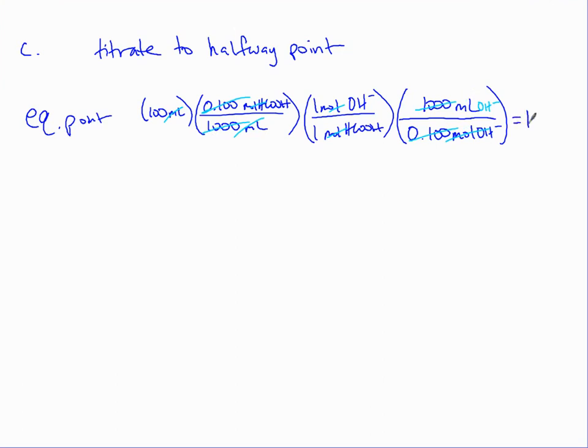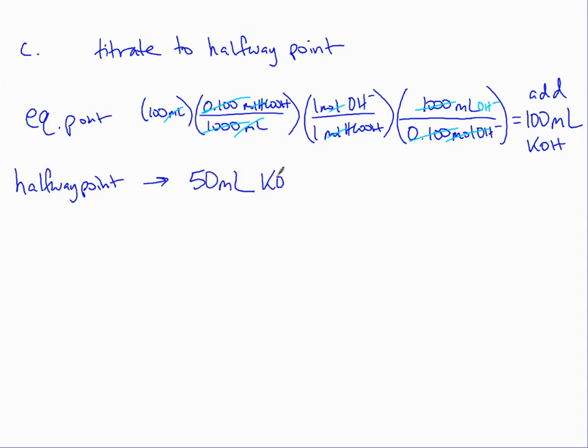And so to get to the equivalence point, add 100 milliliters of your KOH. But there will be no acid left here. We want to titrate it to its halfway point. So equivalence point is 100 milliliters. We want to titrate it with 50 milliliters.